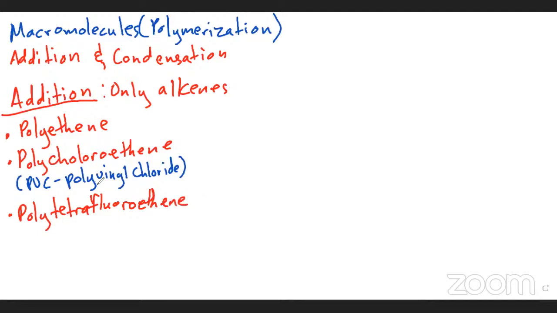In these, the only thing that we're doing, remember, polymers are large molecules. So we're joining up smaller alkene monomers. The molecules that make up polymers are called monomers. I'm going to start with polychloroethylene.